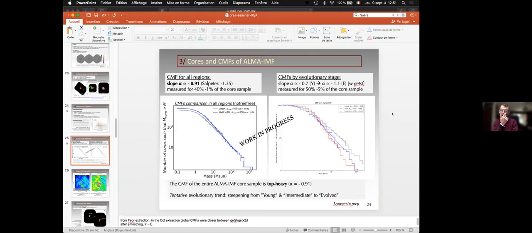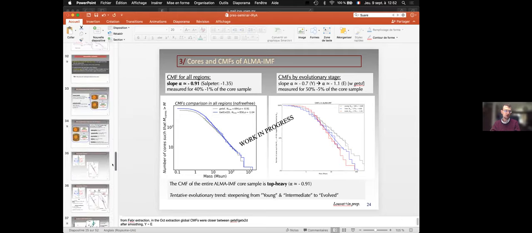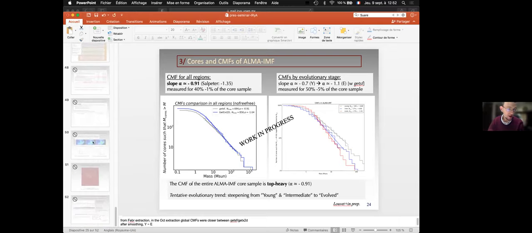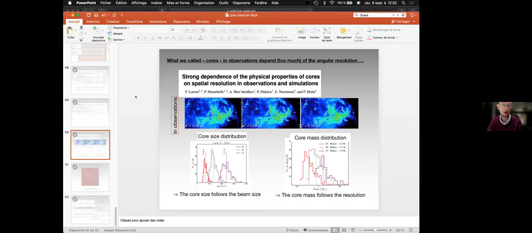So, in the paper of Fabien Louvet, he compares the two different algorithms. For the moment, actually, he's still trying to get consistent results. So we see not exactly the same things, but at least the trend of young and intermediate on one side and evolved on the other seems to be robust. For the moment, I don't think that he studied the impact of resolution, but he's the first author, so he's well aware, and we are well aware, of the issues of resolution.